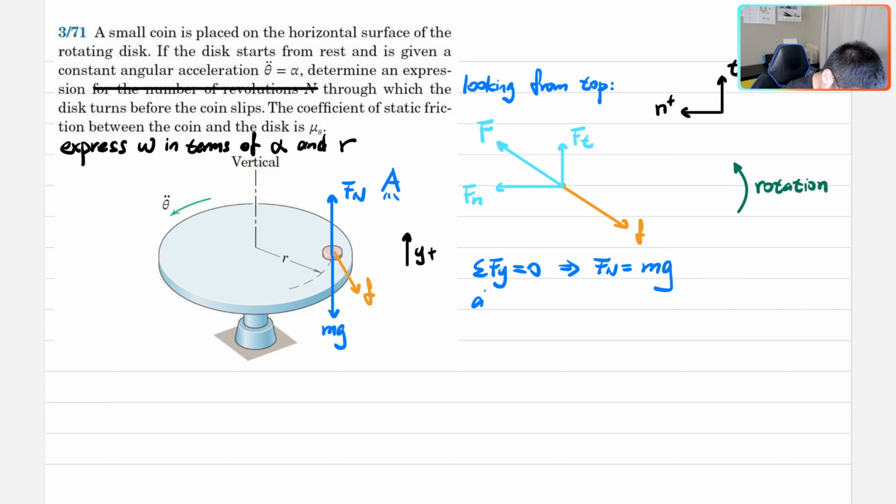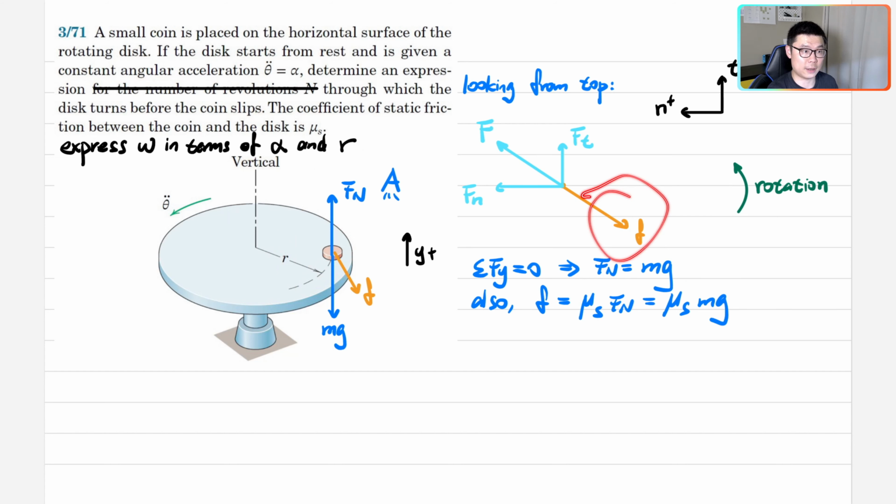Also, we know friction is equal to mu s Fn. So this is our mu s mg. This is our friction here. The friction is mu s mg, which is this guy here. And then looking at the top view using the NT system, we can find out what is the normal force for the circular motion and what is the tangential force.